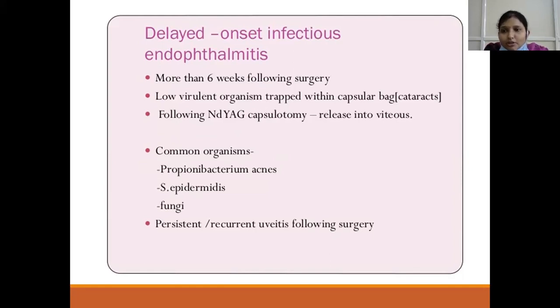So what are the common organisms causing delayed onset endophthalmitis? It is Propionibacterium acnes, Staphylococcus epidermidis and various fungi. So it manifests as persistent or recurrent uveitis following surgery.